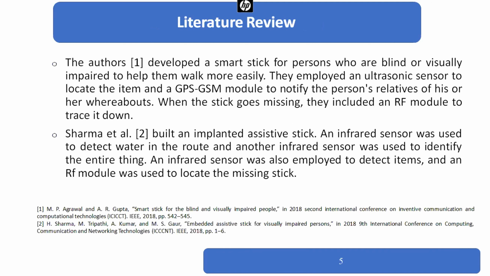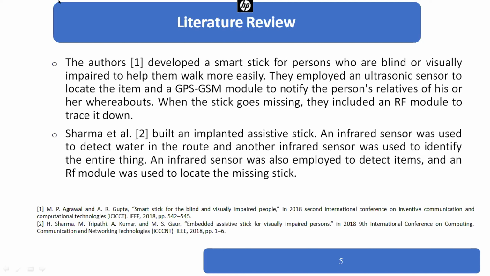We have reviewed so many papers and we attached 2 papers here. The first author developed a smart stick for persons who are blind or visually impaired to help them walk more easily. They employed an ultrasonic sensor to locate the item and a GPS GSM module to notify the person's relatives of his or her whereabouts. Then if the stick goes missing, they included an RF module to trace it down.